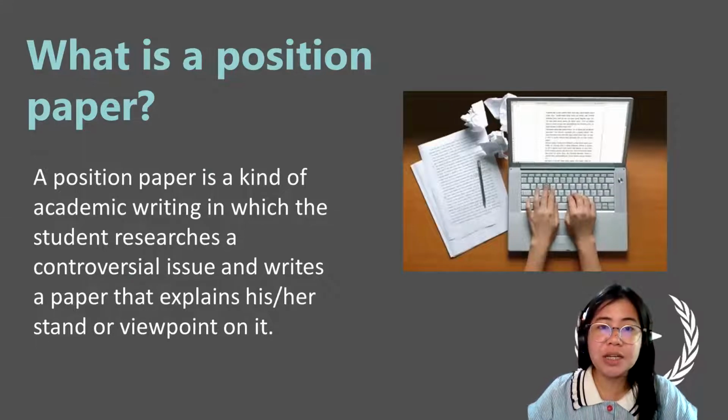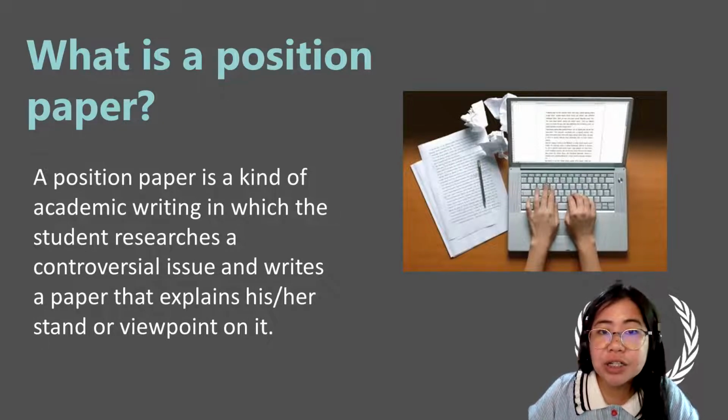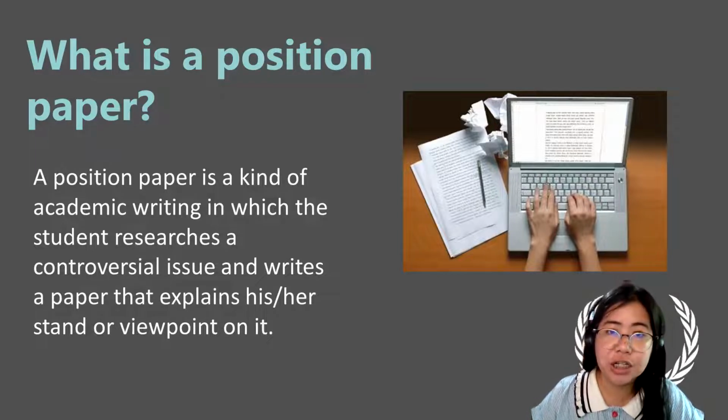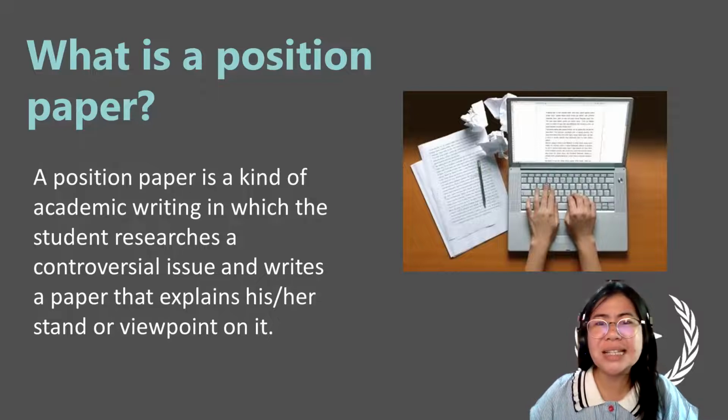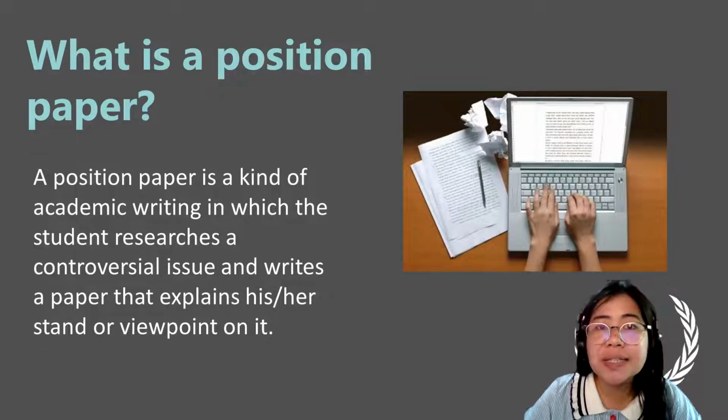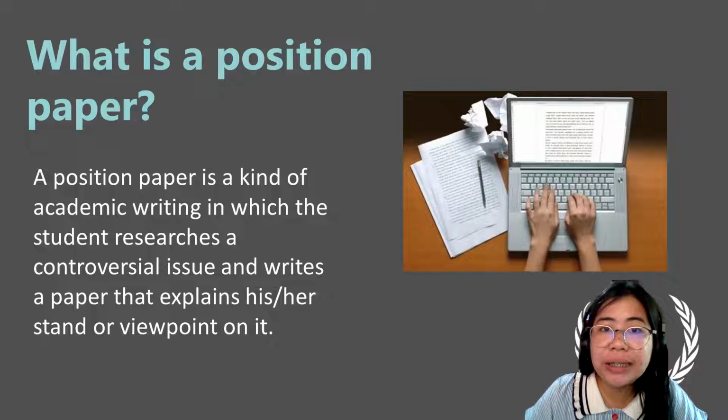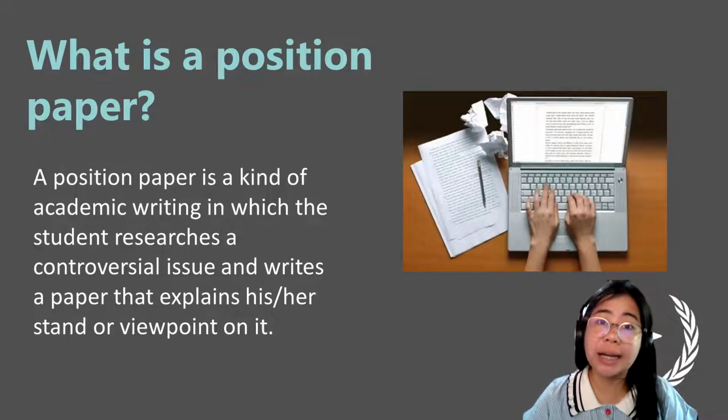Okay, to start with, what is a position paper? A position paper is a kind of academic writing in which the student researches a controversial issue and writes a paper that explains his or her stand or viewpoint on it. So simply put, when we are writing a position paper, we are researching about a controversial issue and then provide background about this issue and then later on present our own opinion or stand about this controversial issue. Like for example, abortion. This is considered as a controversial issue. What is our stand on it? Do we support abortion or are we against it?